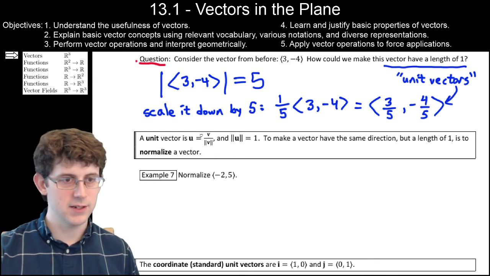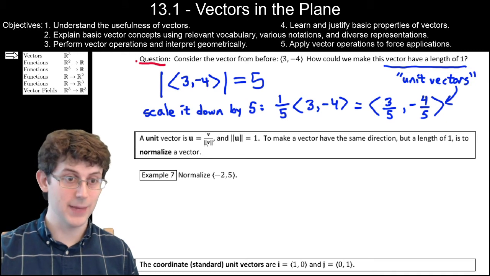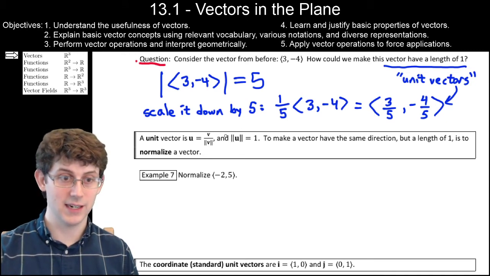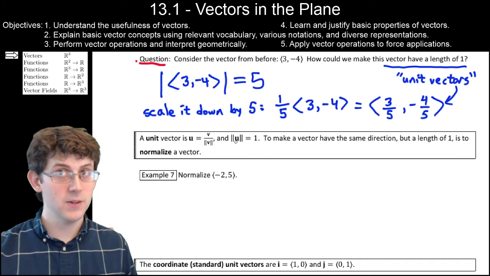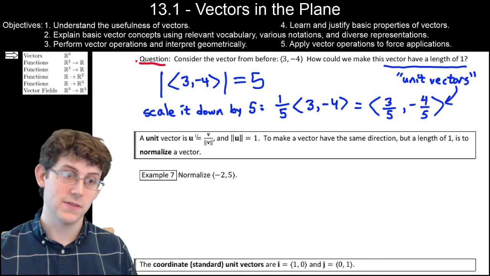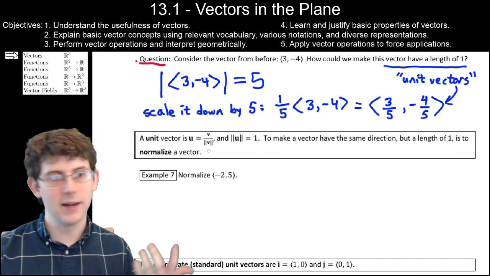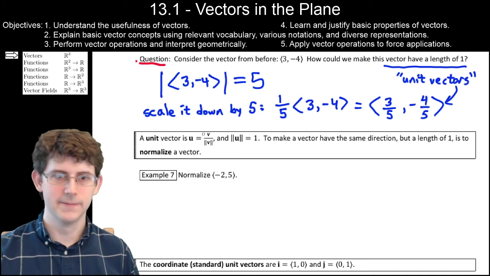So here's the formula in general. A unit vector is you take your original vector, you divide by its magnitude. The end result is a vector of length 1. Often we will use the letter u to refer to unit vectors. Not always, but often.